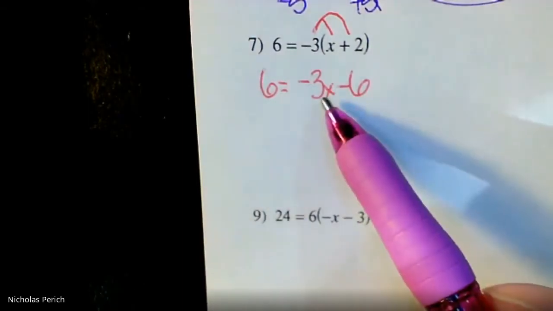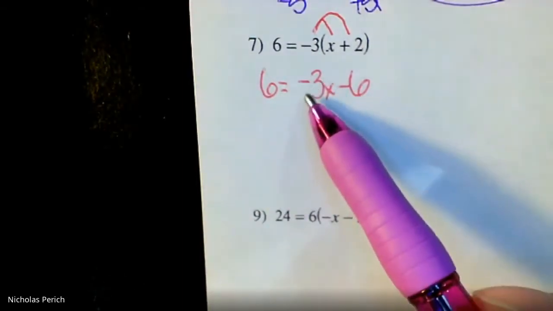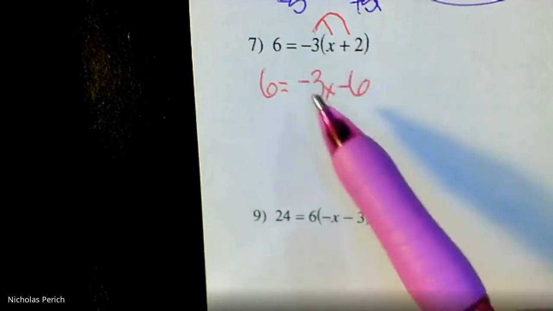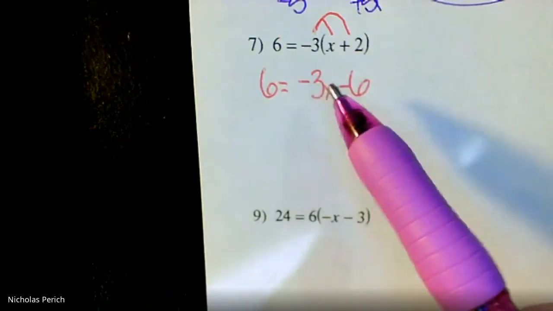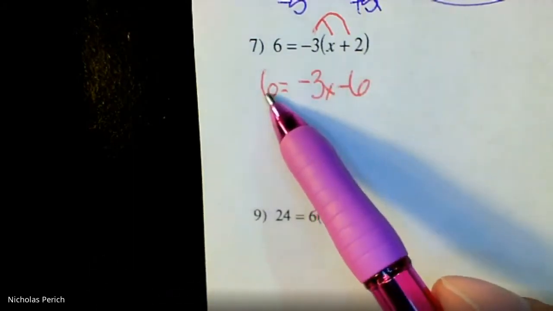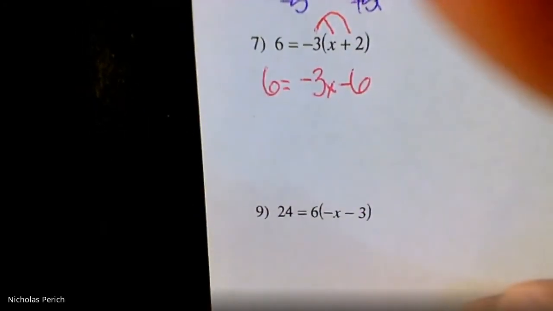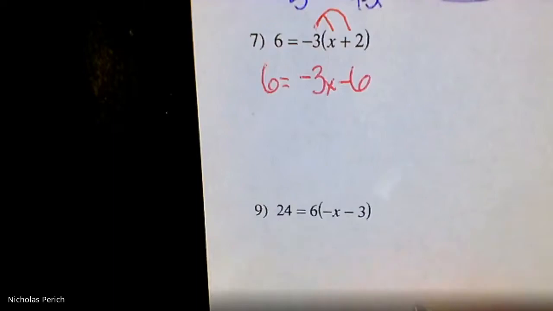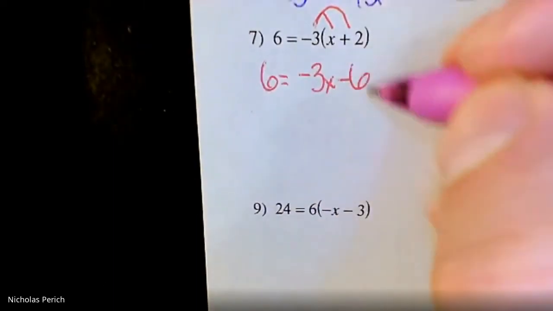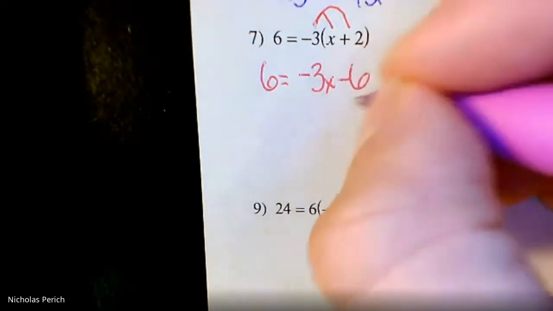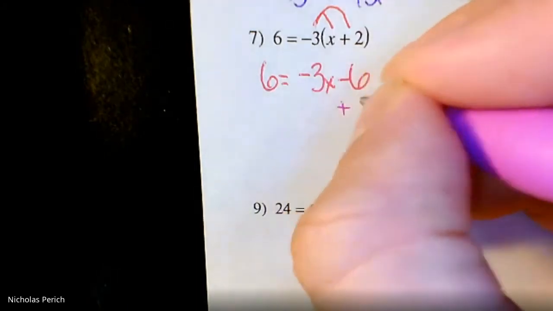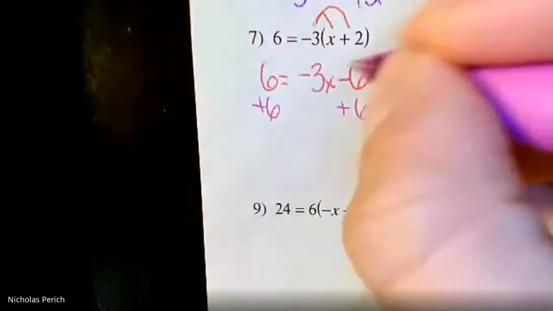Is x all by itself? No. What's in the way? I have a negative 3 and a negative 6 attached to it. Now, before you go crazy, that over there is a 6, and this is a negative 6. So they don't disappear like they did in a previous problem. In order to get that negative 6 gone, I need to do the opposite of negative 6, which is add 6. Add 6 to both sides.